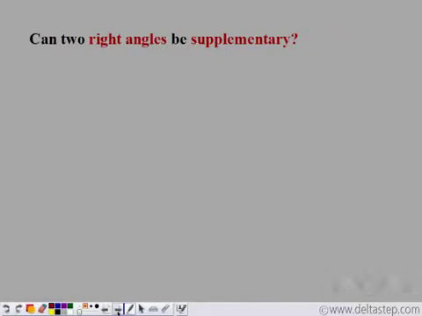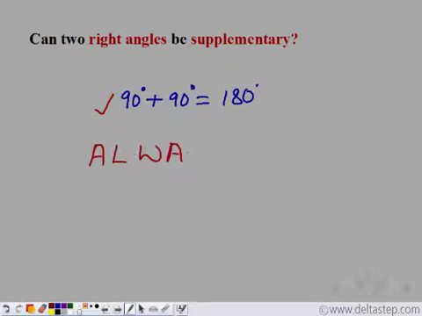Can two right angles be supplementary? Well, right angles are angles measuring 90 degrees. So we add two 90-degree angles. We get their sum as 180 degrees. So yes, two right angles are always supplementary. So two acute angles are never supplementary, but two right angles are always supplementary.